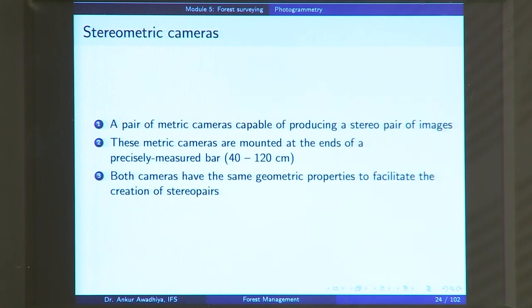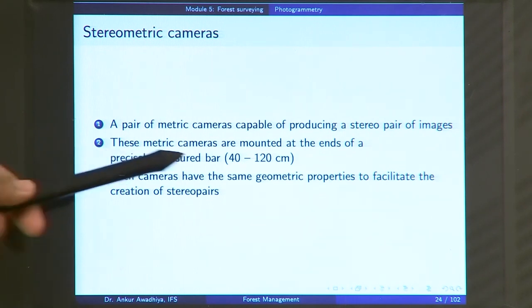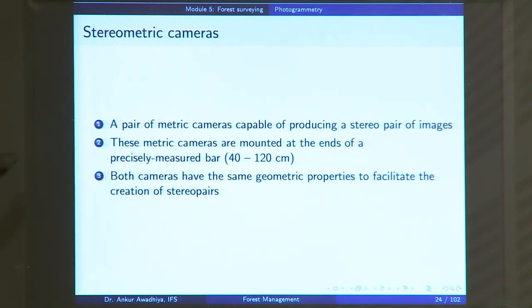At the same time, we also make use of stereometric cameras, in which case you have two cameras. A stereo image is an image in which you have two cameras that are taking the image, and a stereometric camera is two metric cameras being used. So, it is a pair of metric cameras capable of producing a stereo pair of images. You will get a three-dimensional view from these images. These are mounted at the ends of a precisely measured bar 40 to 120 centimeters in length, and both the cameras have the same geometric properties to facilitate the creation of stereo pairs.